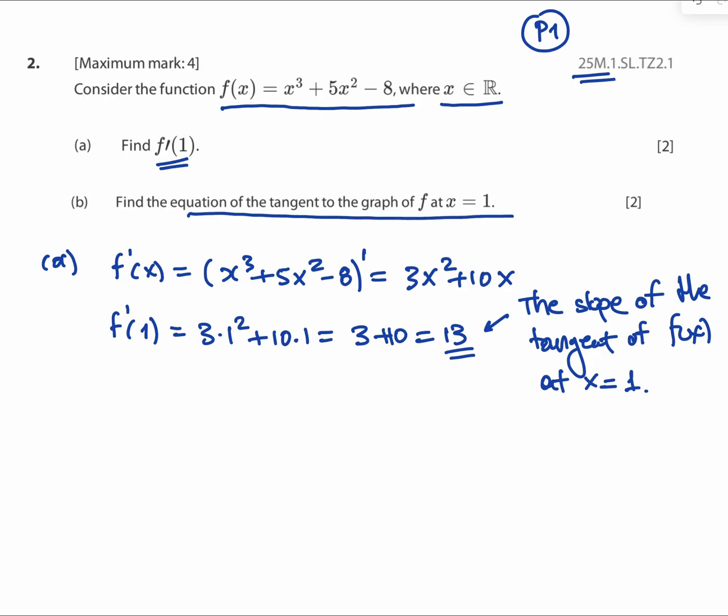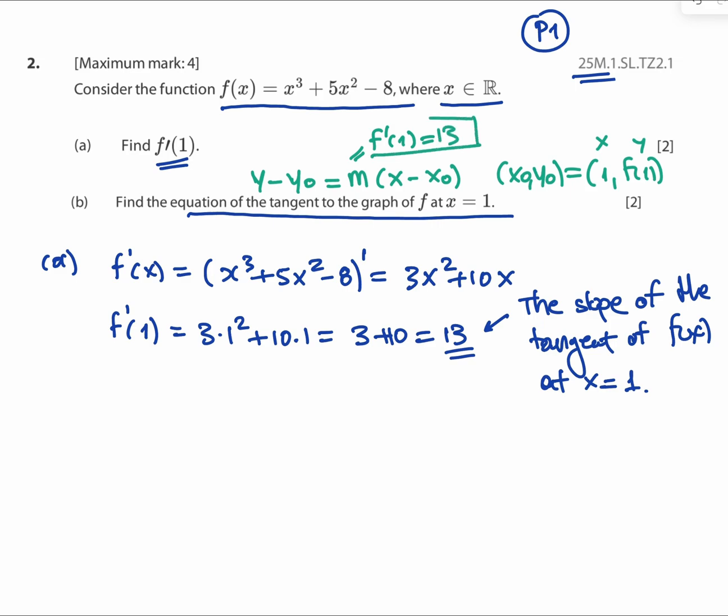A couple of things you need to know. First of all, the equation of the tangent can be written in multiple formats, but the one that's the easiest to handle is y minus y0 is equal to the slope of the tangent times x minus x0, where x0 comma y0 in my case is going to be 1 comma f of 1, because I need both values, the x value and the y value. The slope of the tangent would correspond to the derivative at 1 that I have already calculated from part A, and it's equal to 13. So I'm okay with that.